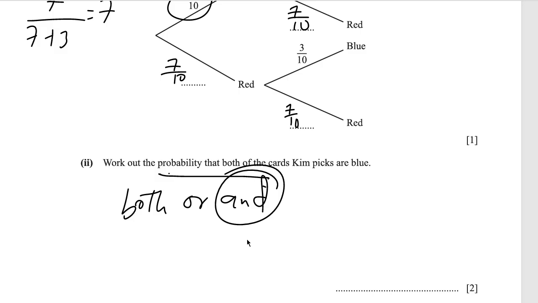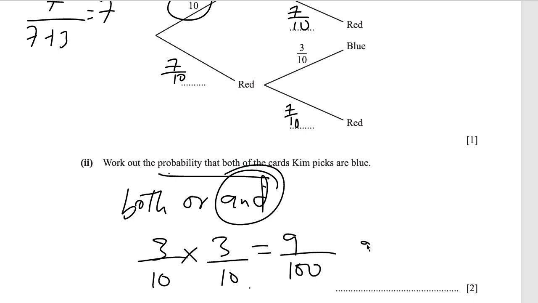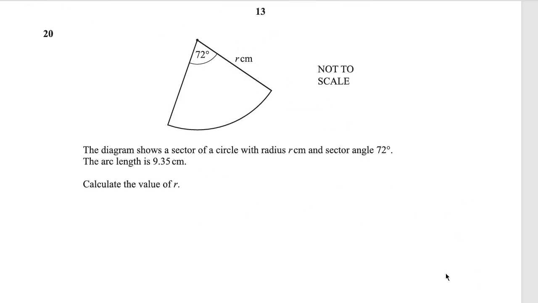So when we're talking about and, we're using the multiplication operation. So it's going to be 3 over 10 multiplied by 3 over 10, which is 9 over 10 times 10 is 100. And that's 9 over 100, or we could say 0.09. Okay, let's take the next question.